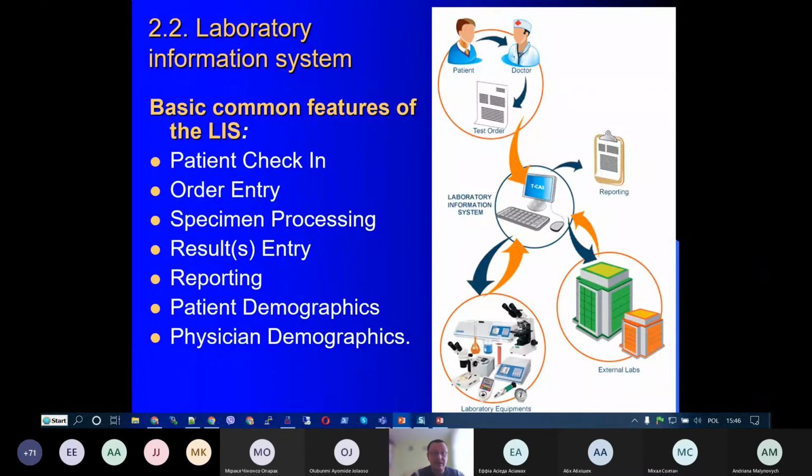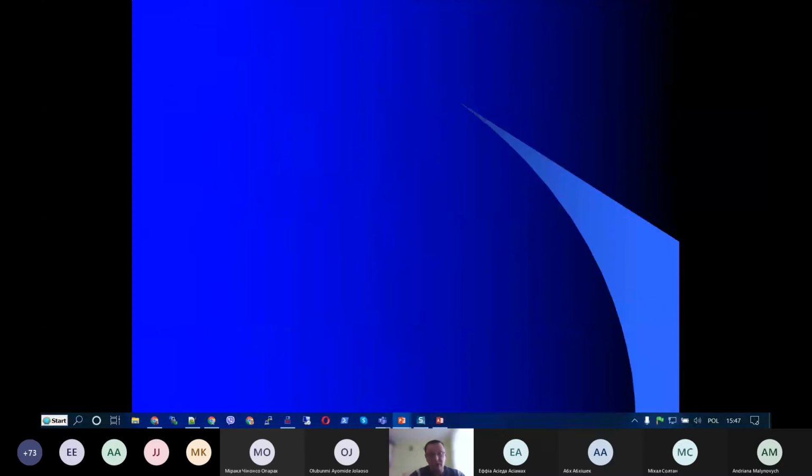So the basic features, not only these but the basic features listed on this particular slide, include patient check-in, order entry, specimen processing, results entry, and reporting. Sometimes we can also talk about keeping patient demographics, if it could be important for laboratory processing, or other supplementary information which could be retrieved from external systems like the previously mentioned hospital information system.